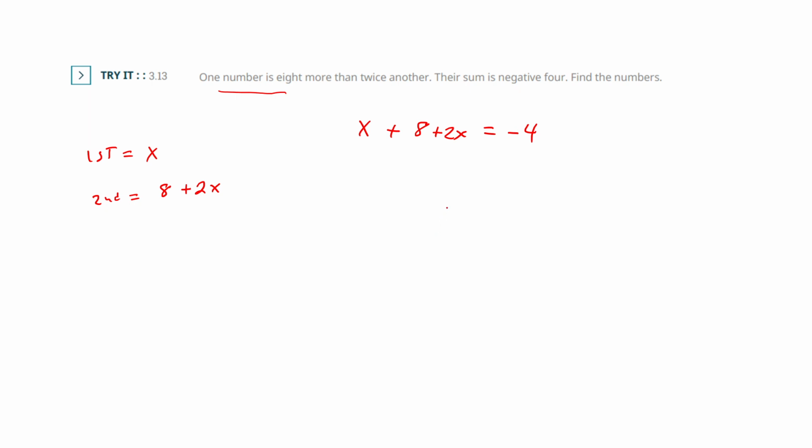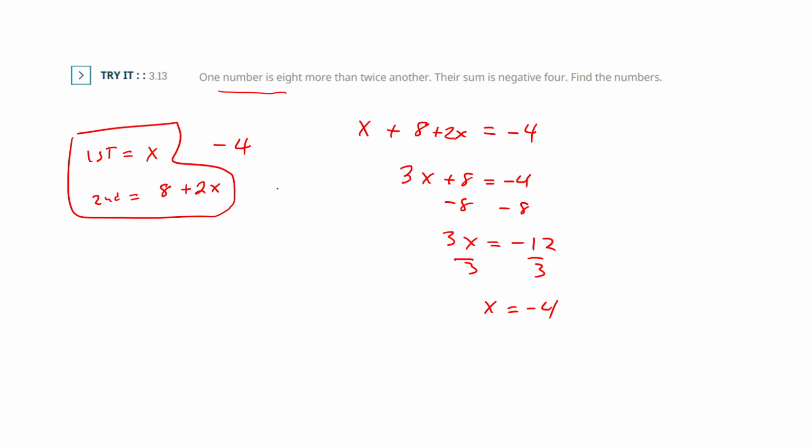We clean this up. We get 3x plus 8 is negative 4. Start solving this. Divide both sides by 3. Okay, now we need both numbers, so going back to the dictionary. First one's negative 4. I've got 8 plus 2 times that negative 4 if I want to find the second number. Oh, this is interesting. That creates negative 8. So the second number was actually 0. So my two numbers are negative 4 and 0.